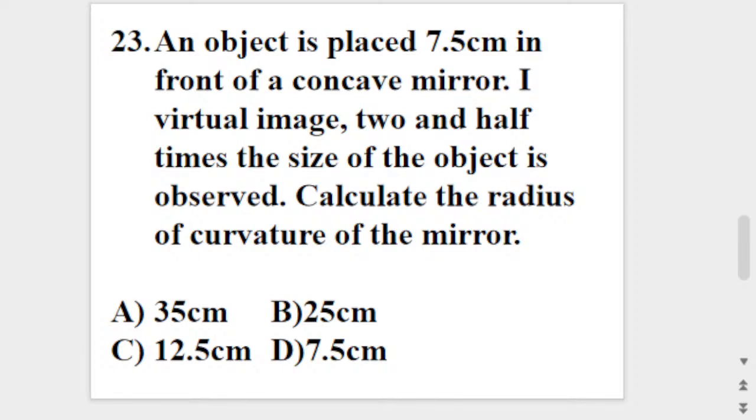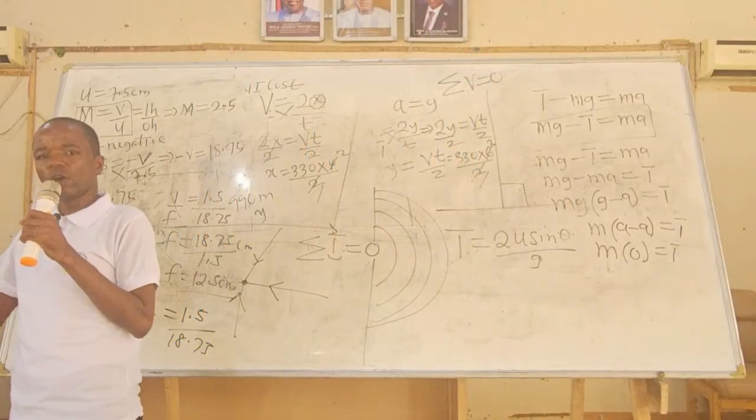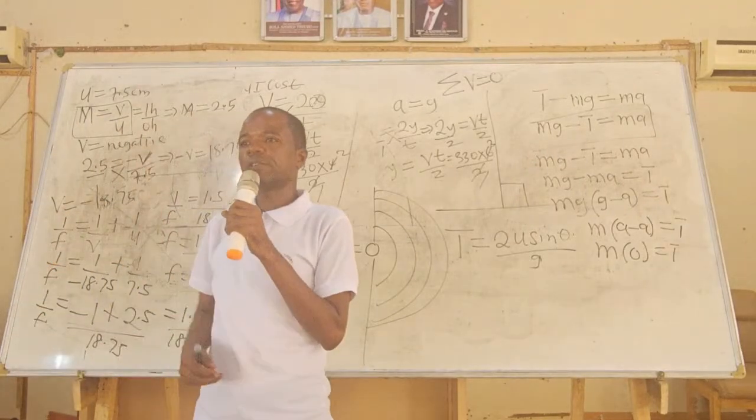So you need to be careful because you can see option C is already having the 12.5 centimeter. That is the focal length. That is not the same as what we are asked to find. The center of curvature is the same thing as the radius of curvature. It is always 2 times the value of the focal length. So we multiply the 12.5 by 2.